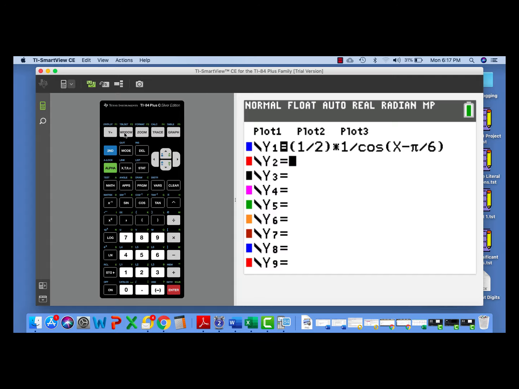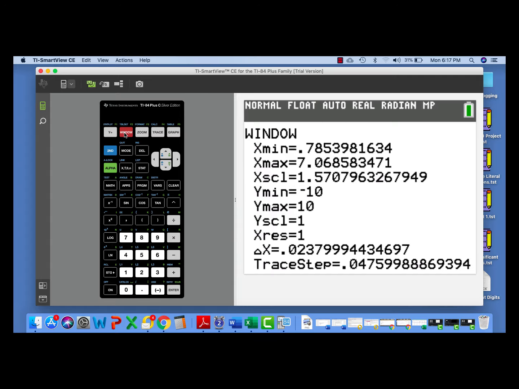Now let's go to the window and set it up. We're going to start our cycle at pi over 6, so that's our x min. We stop our cycle at 13 pi over 6. And we're doing this on a scale of pi over 2.